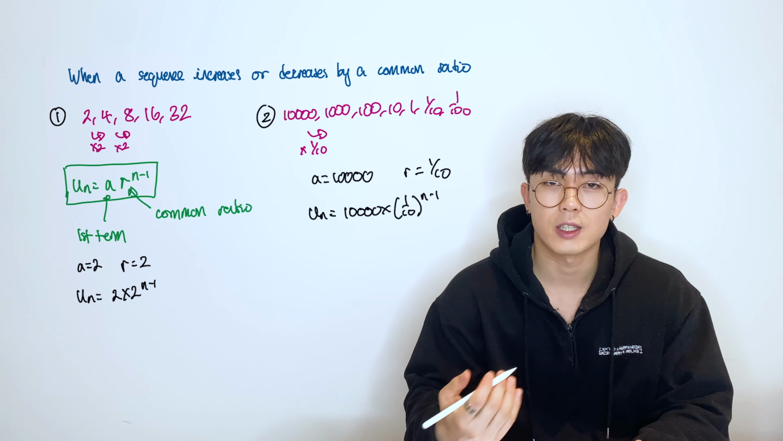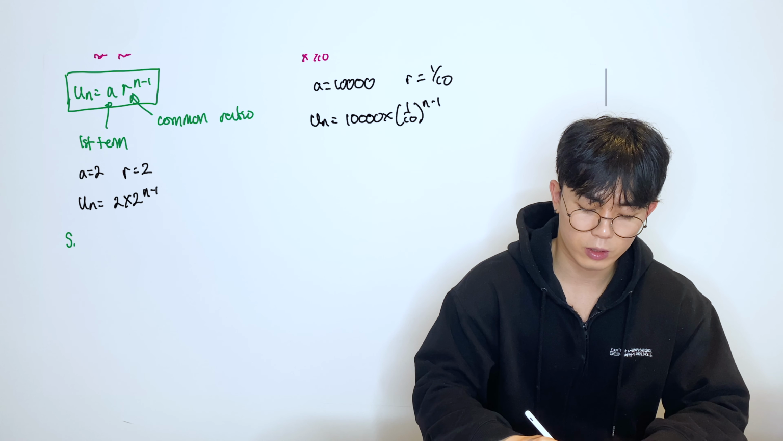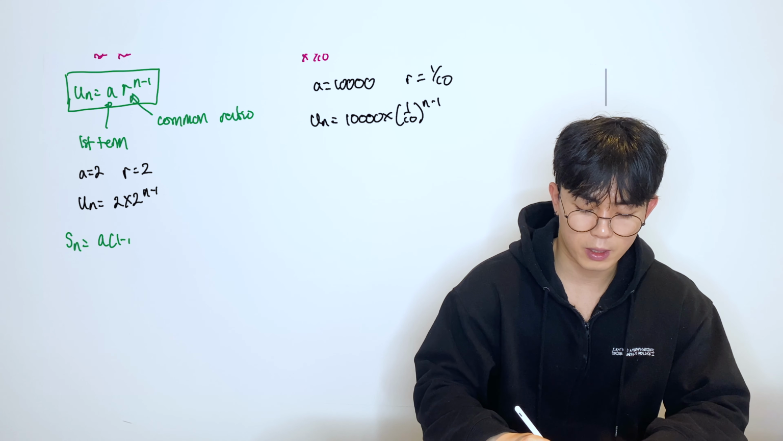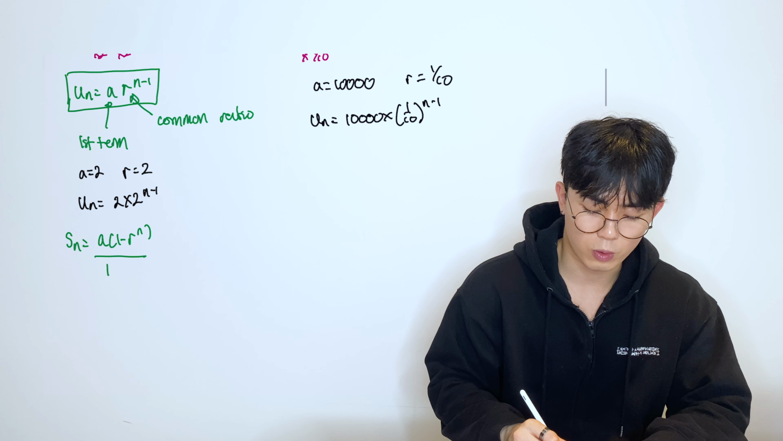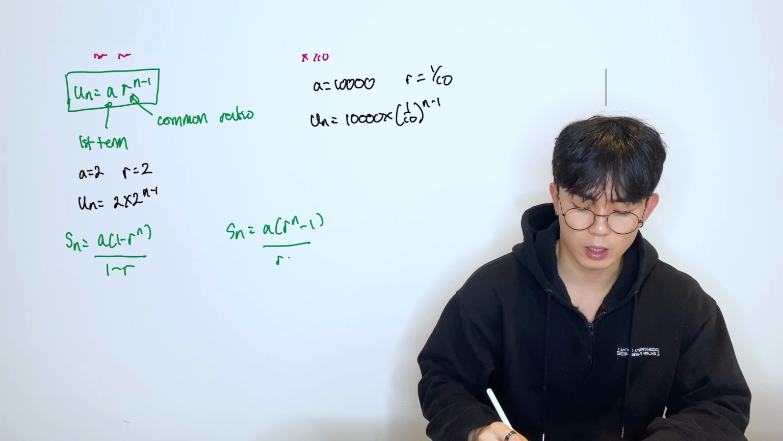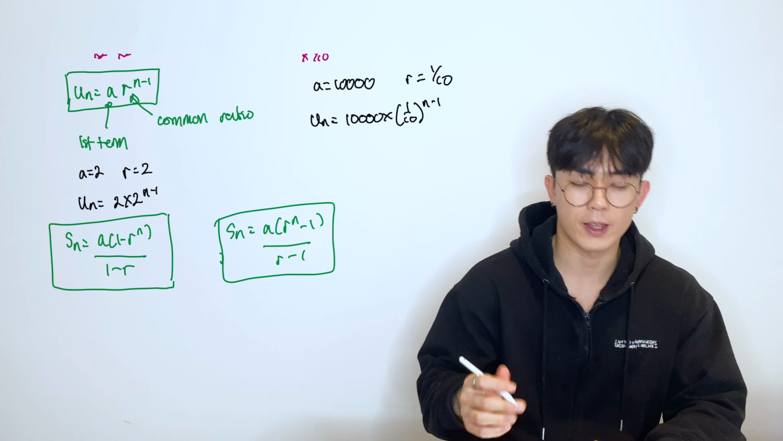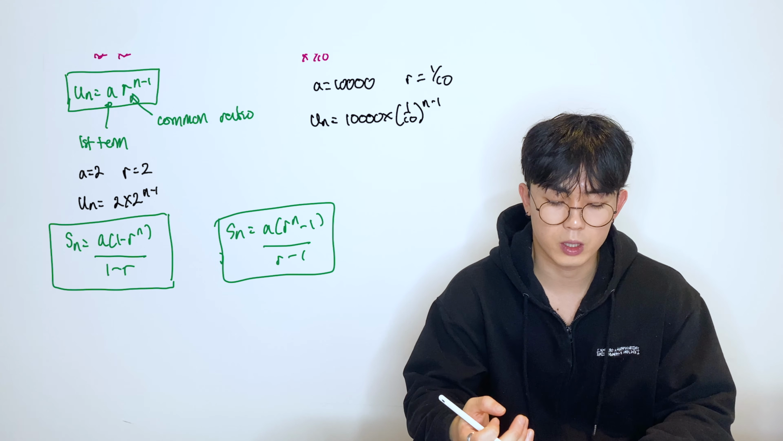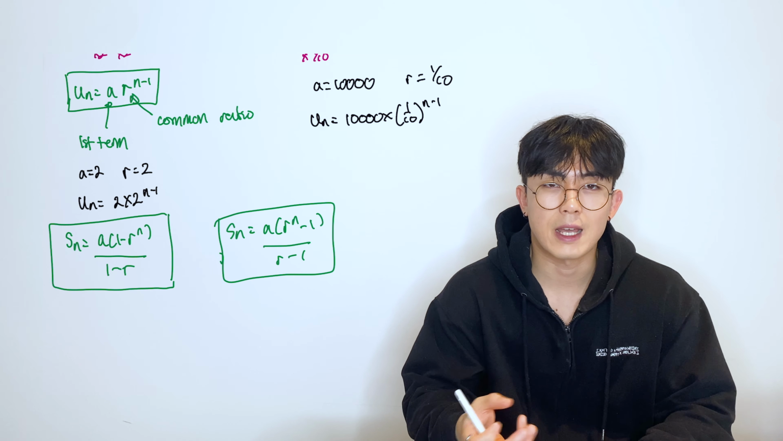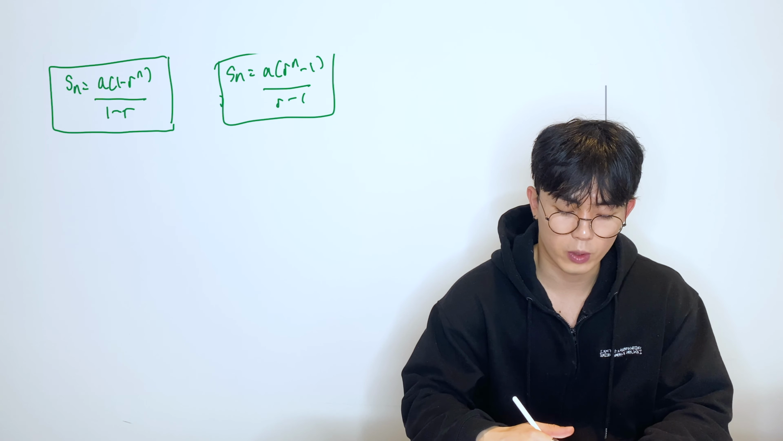Along with this, we also need to know the sum equation. So Sn is equal to a times 1 minus r to the n over 1 minus r. Or you might see it the other way around, a times r to the n minus 1 over r minus 1. So they're both the same equation. You can use either one, whichever you are more comfortable with. As we said in the curriculum, we need to know how to prove these equations as well. So let's go about proving the sum equation.